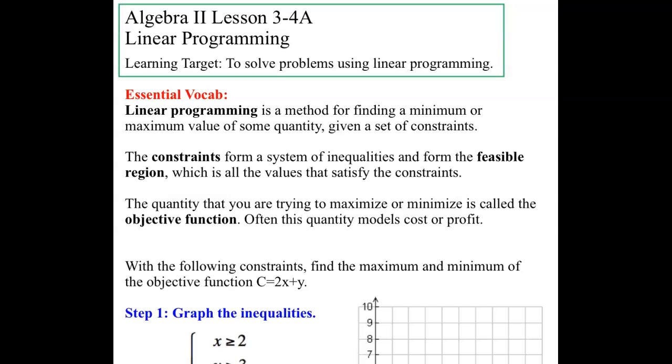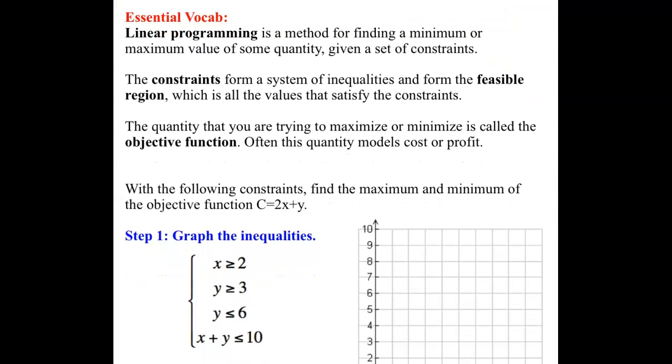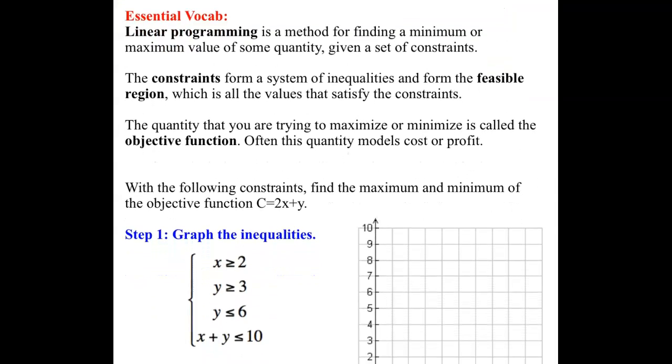Some essential vocabulary. Linear programming is a method for finding a minimum or maximum value of some quantity given a set of constraints. The constraints form a system of inequalities and form what's called the feasible region, which is all the values that satisfy the constraints. So we've been doing the initial part of this process already.